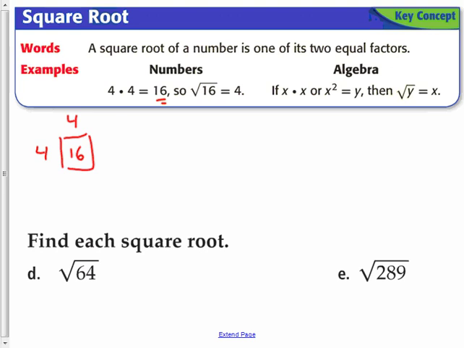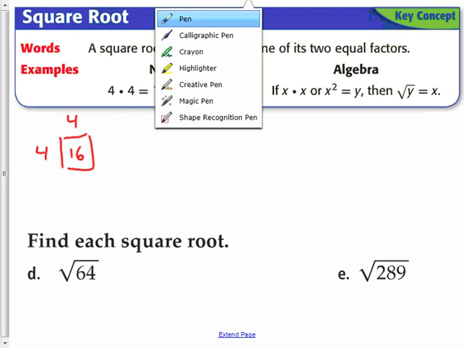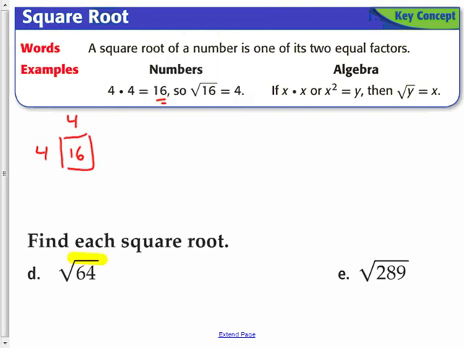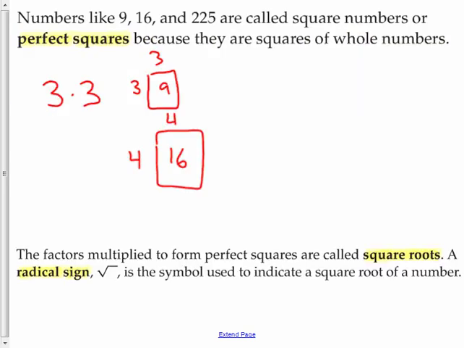All right. Now, the way we write that is with this sign down here. It looks kind of like a division sign with a bend in it. And we call that sign the radical sign. That is the way in math class you will be asked to find the square root of a number: if a number is written inside a radical sign, or this symbol right here.